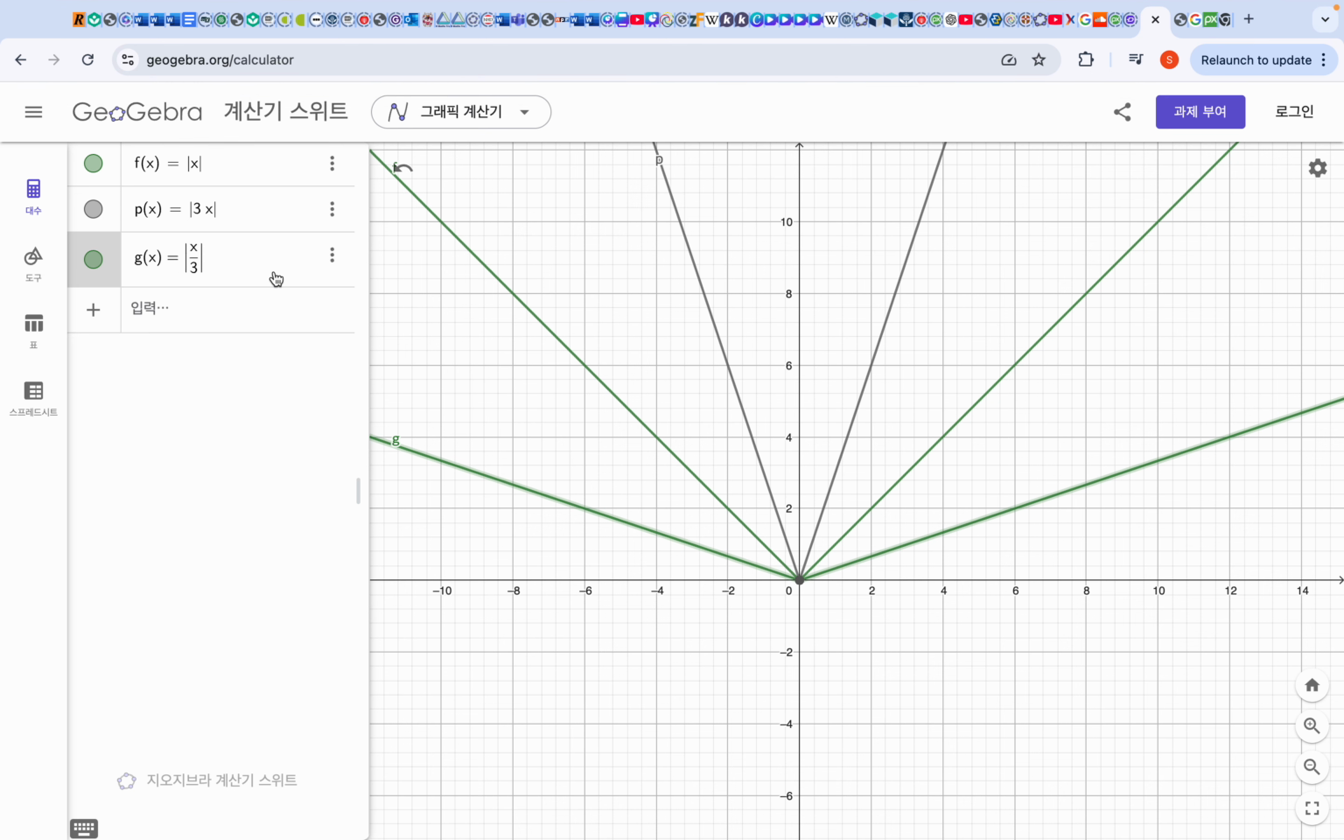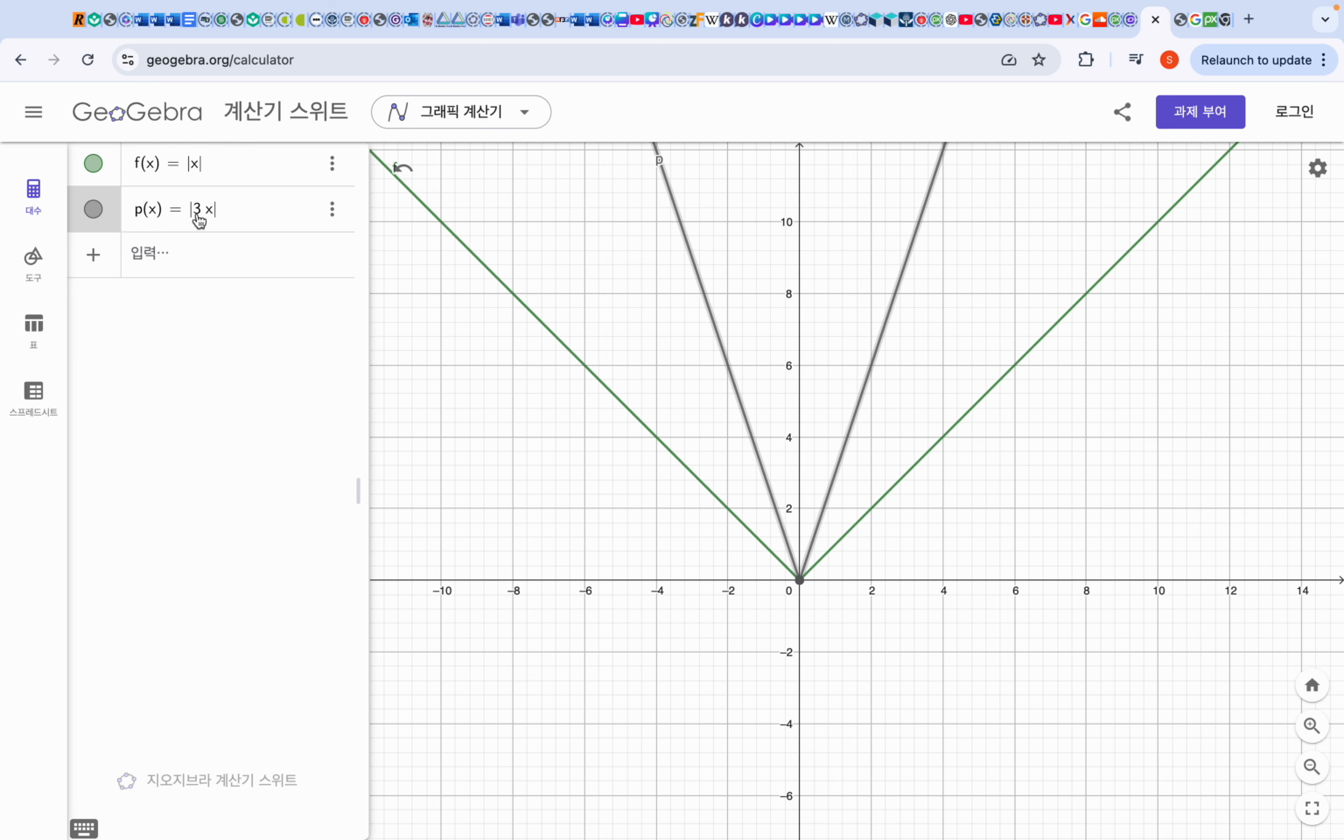Now, there's an interesting thing here. If we multiply x by minus 3, so absolute value of minus 3x, it stays the same, because whatever minus value is in the absolute value signs will be deleted. So we will simply have positive values, and it will stay the same as a V shape.